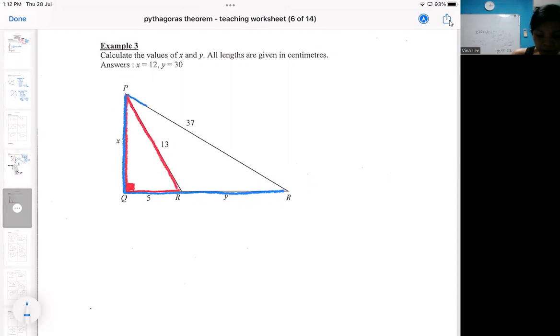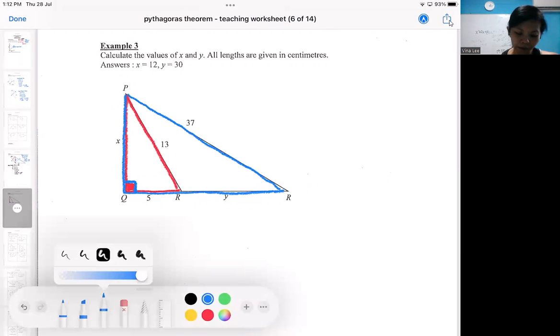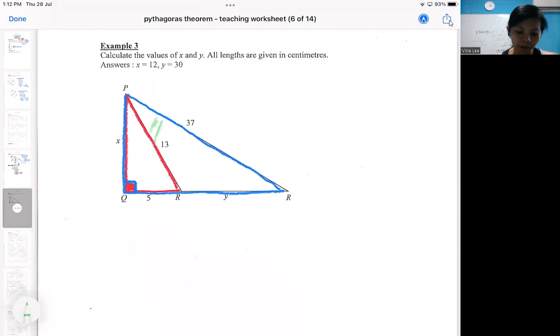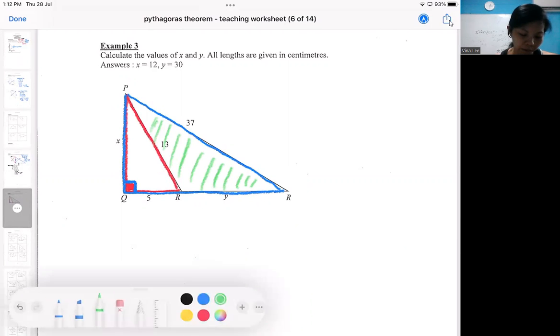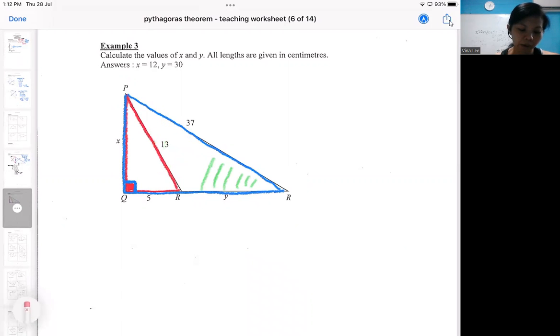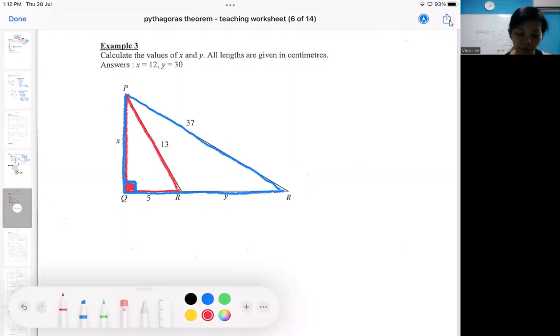So the red one is a 90 degree. The blue one is also a 90 degree. And they kind of share the same 90 degree. So this is the one that is not 90 degree. So don't get tricked by this. So this green color one is not a 90. So that's not where you can do your Pythagoras theorem. So there are times where some people are tricked by it. So when two right angle triangles are overlapping, please make sure you look at the correct triangle.